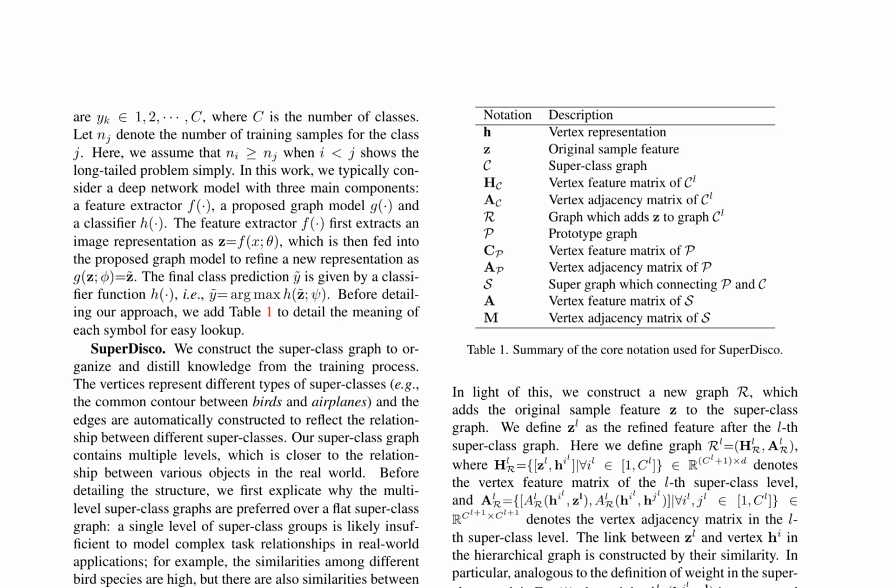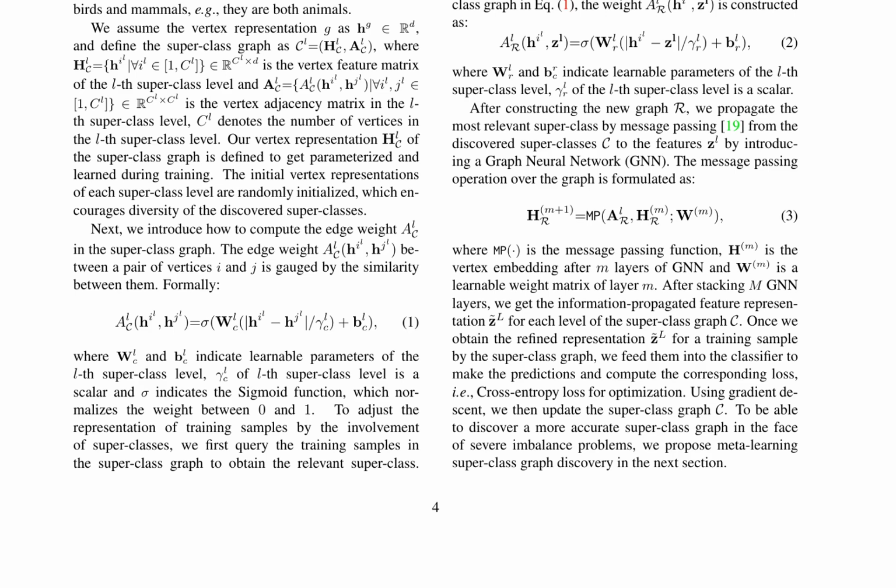The superclass graph is defined as C^l equals (H^l_C, A^l_C), where H^l_C is the vertex feature matrix of the l-th superclass level, and A^l_C is the vertex adjacency matrix. The edge weight A^l_C between vertices is gauged by their similarity, computed using an equation with W^l_C and B^l_C, where W^l_C and B^l_C are learnable parameters.